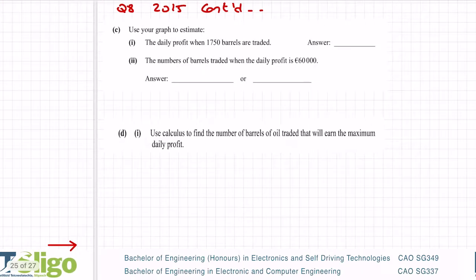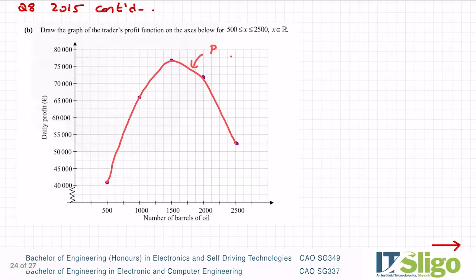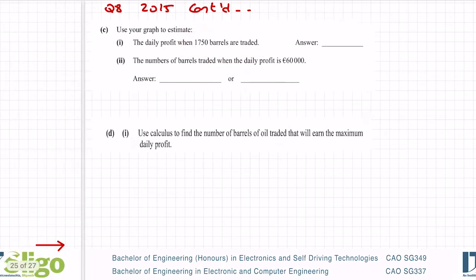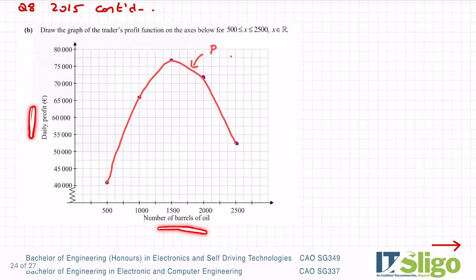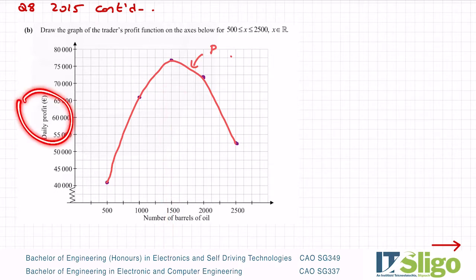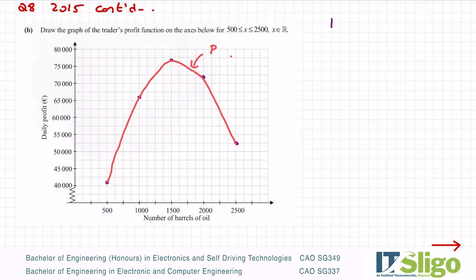Use your graph to estimate the daily profit when 1750 barrels are traded. So it's very important to be able to read off your graph. When they give you a number of barrels, for example, you go to the axis that mentions barrels, and you come in from the barrels axis. If they gave me a profit and asked me a question on it, I'd come in to my graph from the profit side. But this was a number of barrels. It was 1750 barrels.